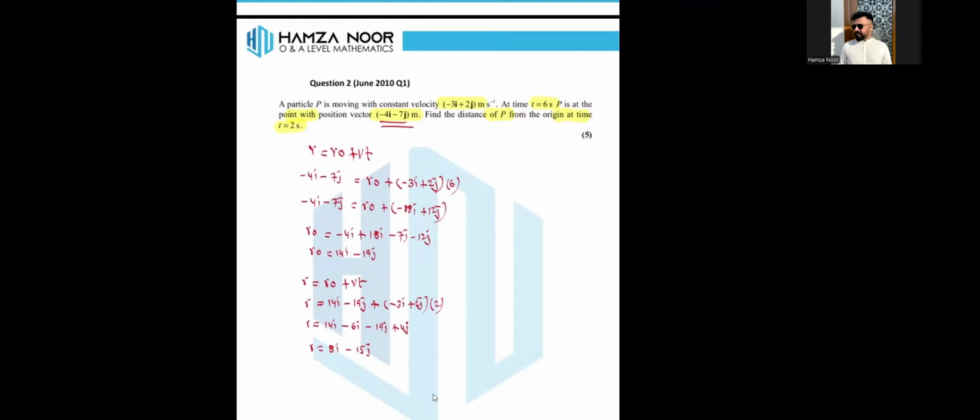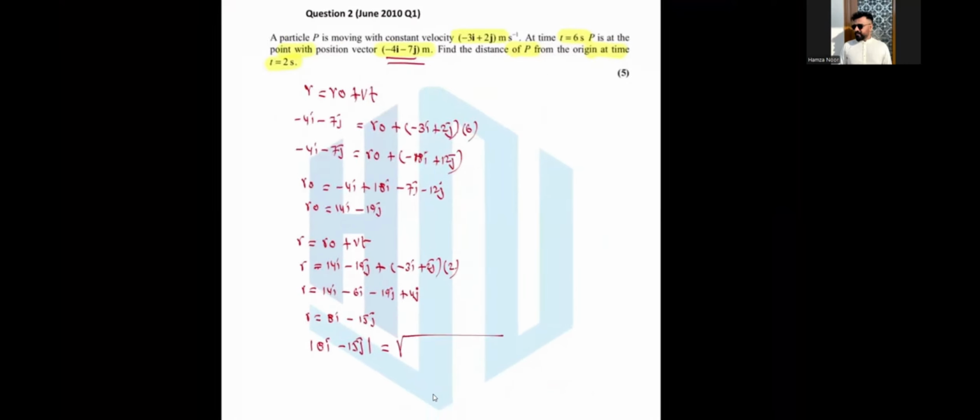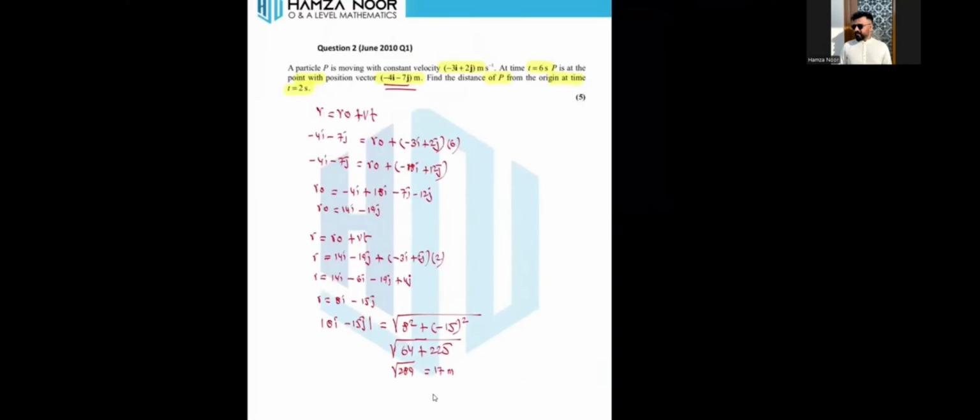Now we need to find the magnitude of this vector, 8i minus 15j, so that we can tell the distance. So square root of 8 squared plus minus 15 squared, so square root of 64 plus 225. 64 plus 225 is 289. The square root of 289 is 17. So 17 meters is your answer, the distance as per the requirement when t equals 2 seconds.